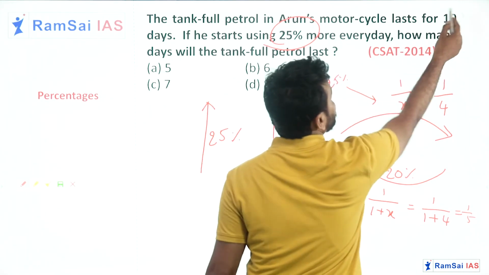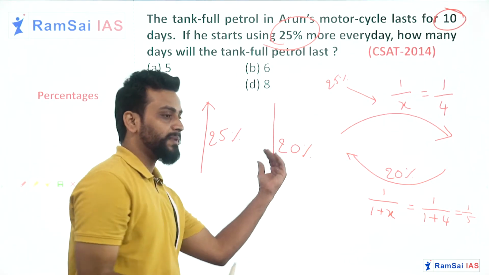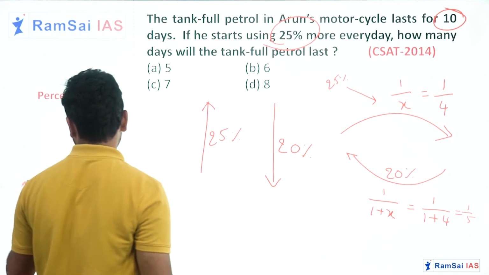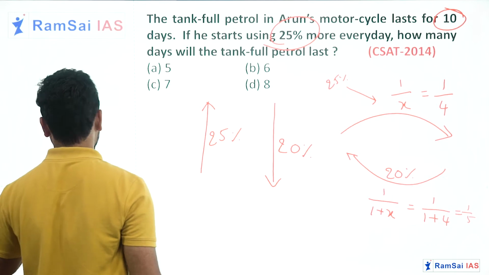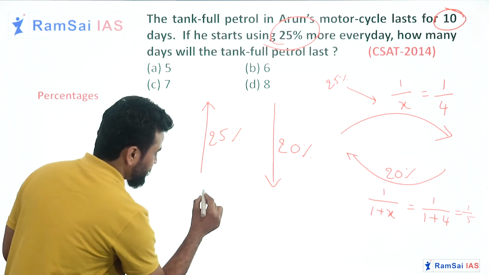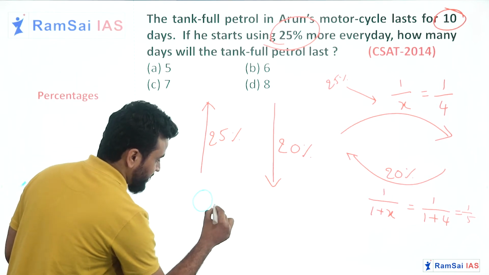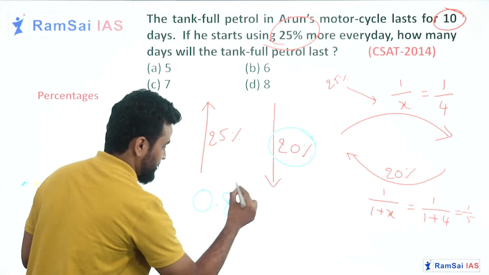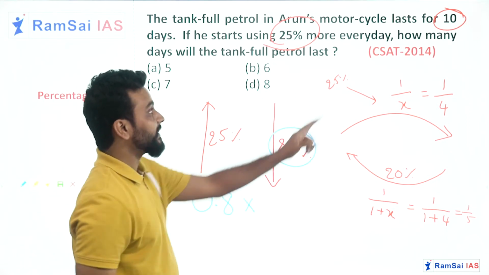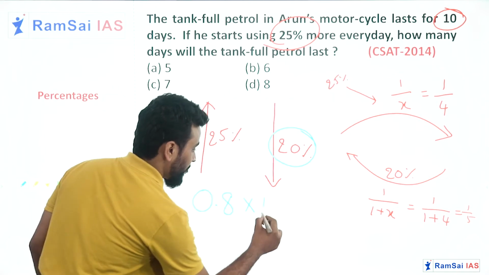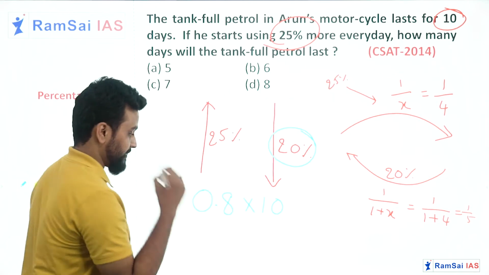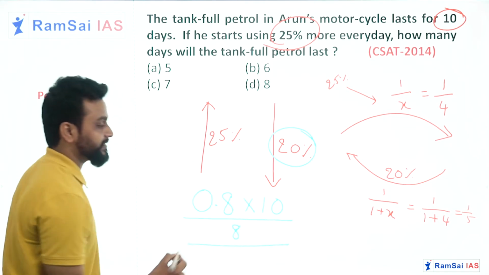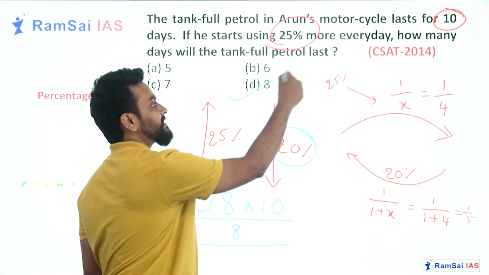He uses it for 10 days and now it is reduced by 20%. Reduced by 20%. So again, the same concept. If you use it here, reduced means you have to write 0.8. How much reduced? 20%. Of the total 10 days he used the fuel, 8 days. So 0.8 into 10 gives you 8 days. However, you will get the same answer.